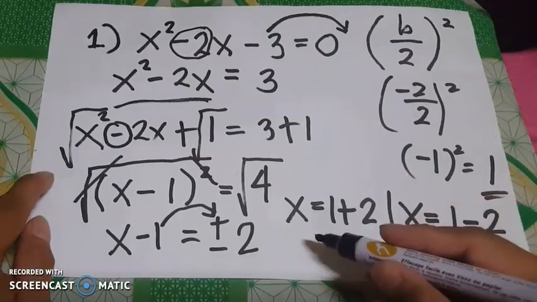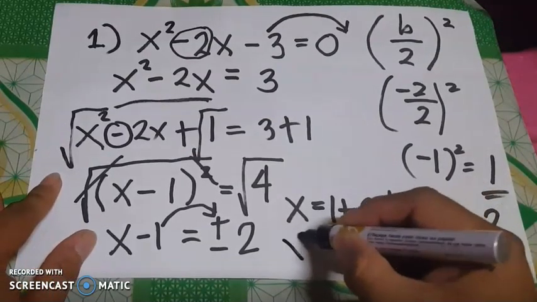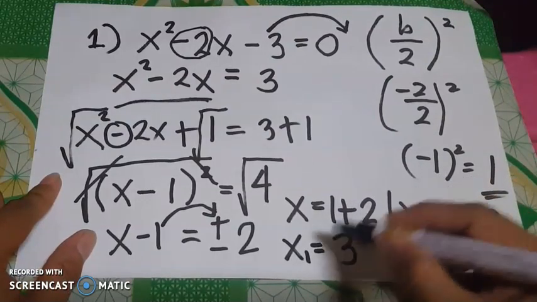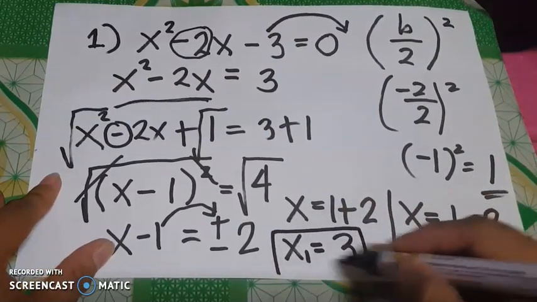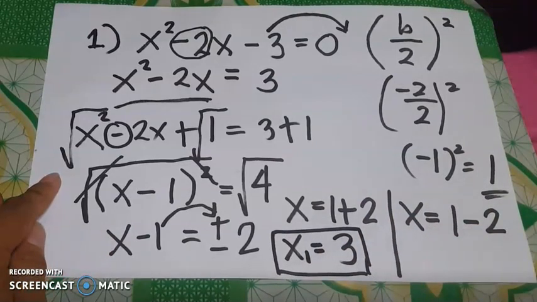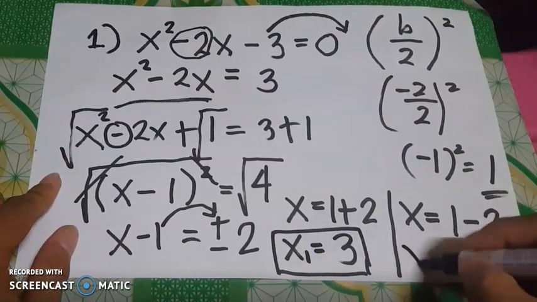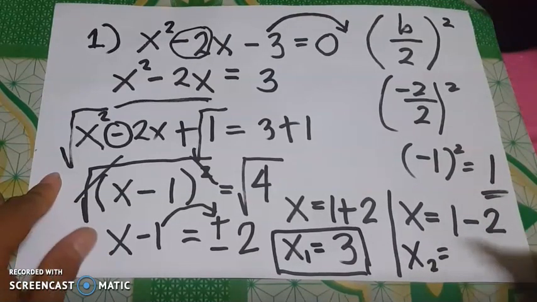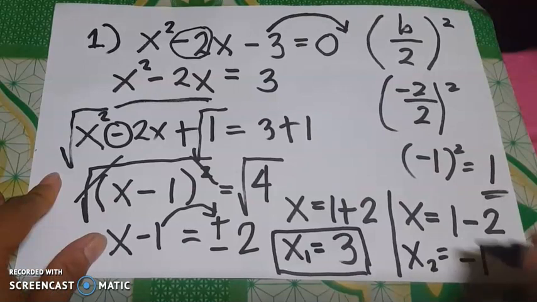So, now let's solve for the value of the variable. For x sub 1, here, we do have 1 plus 2, which is equal to 3. So, that would be our first solution. Now, for x sub 2, that would be equal to 1 minus 2. So, that would be equal to negative 1.